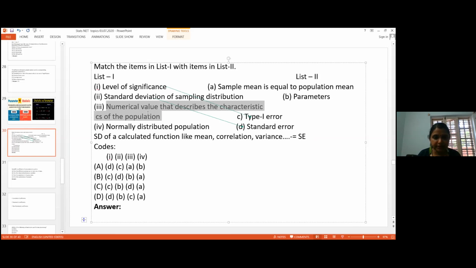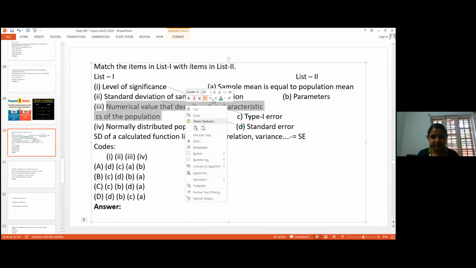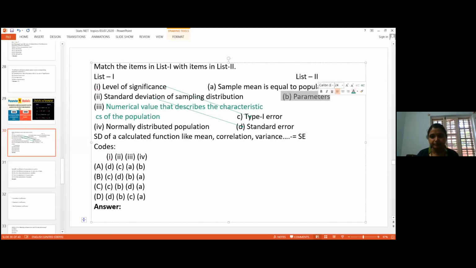Now let us see the remaining two also. Numeric values that describe the characteristics of a population. Just now we saw, what are the numeric values that characterize a population? They are called parameters, right? Correct. This is same as B. Then normally distributed population, sample mean will be equal to population mean. In a normal distribution, sample mean will be equal to population mean.